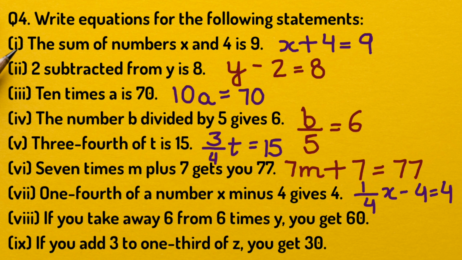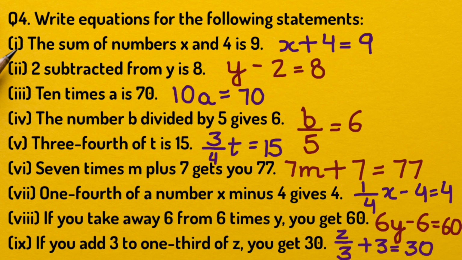Eighth part, if you take away 6 from 6 times y, you get 60. So 6y means 6 times y, and you take away 6 means minus 6, you get 60, so 6y minus 6 is equal to 60. Ninth part, if you add 3 to 1/3 of z, you get 30. So 1/3 of z means z upon 3. You add 3, z upon 3 plus 3 is equal to 30.